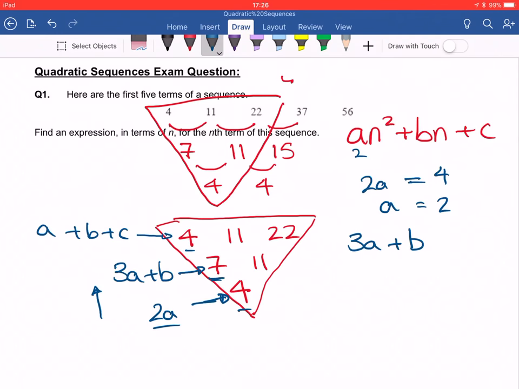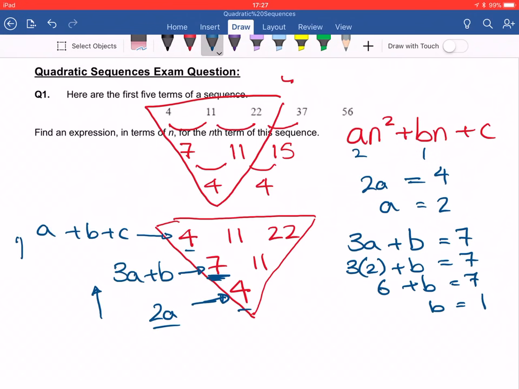If we move up a level, we have 3a plus b. 3a plus b is equal to the 7, which we got over here. And at this stage, what do we know? We can substitute the value of a, which is 2. So we can say 3 times 2, plus b is equal to 7. So 6 plus b is equal to 7. So 6 plus something equals 7. B is equal to 1. And so we could put 1 there if you want. And then you move on up a level.